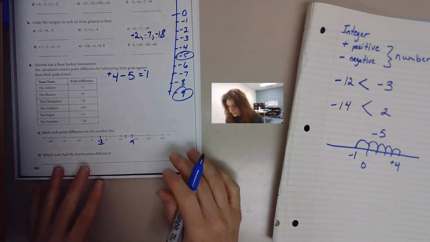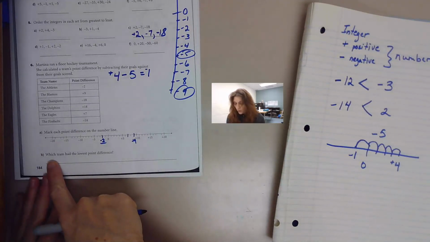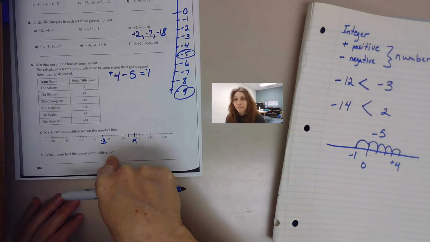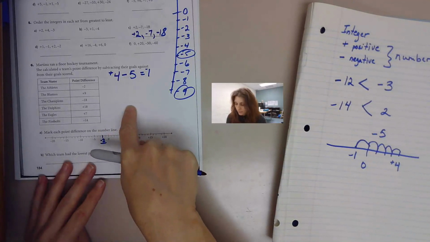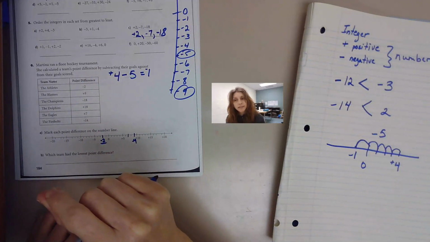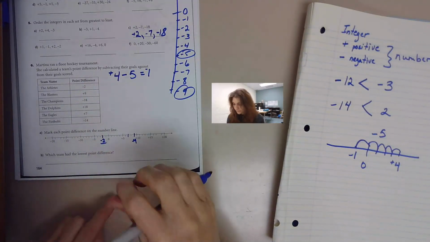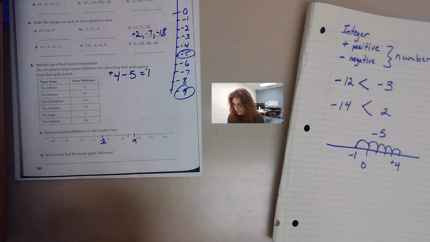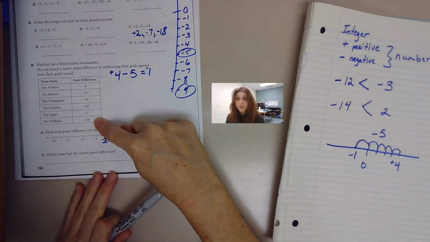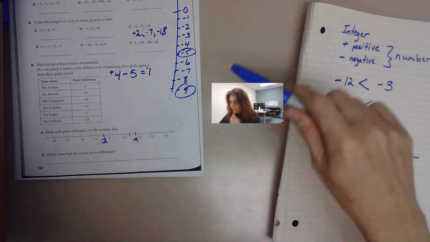Where does -18 go? Which team had the lowest point difference? So you look up here. Which one had the lowest point difference? And so there you have it. This tells you your point differences. Which one had the lowest point difference?